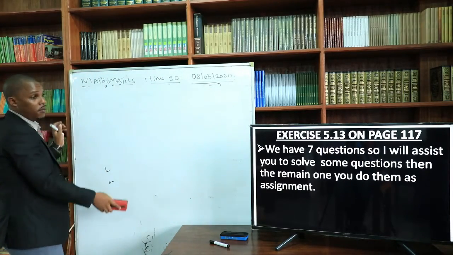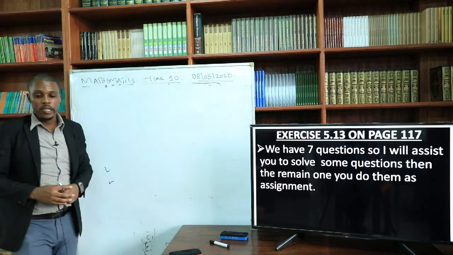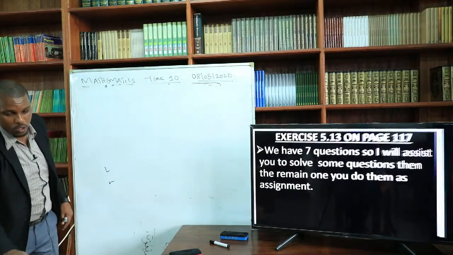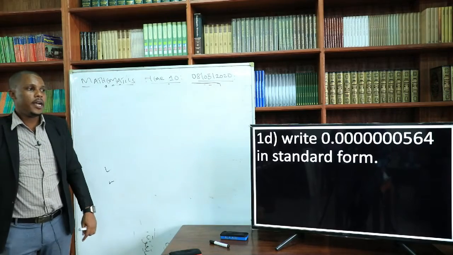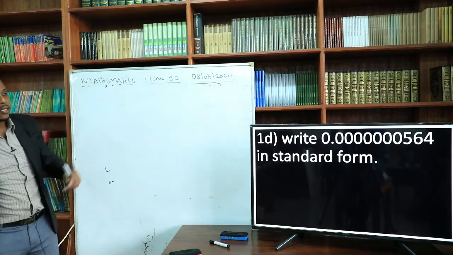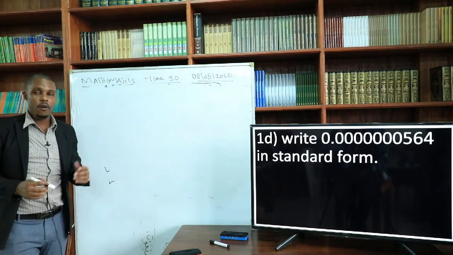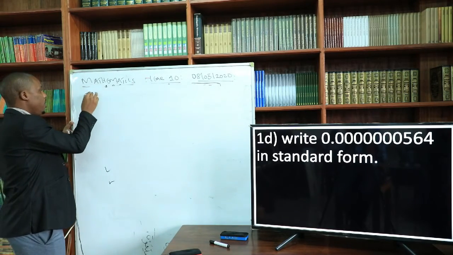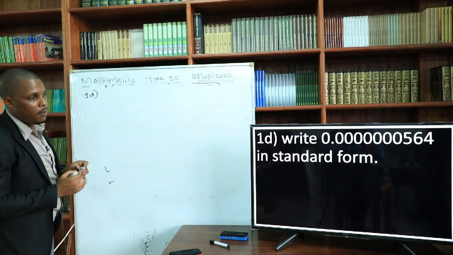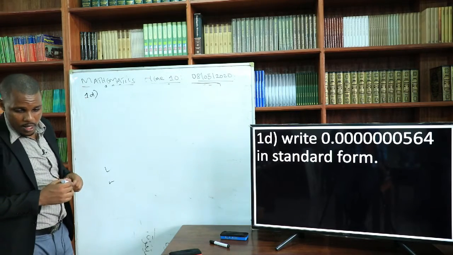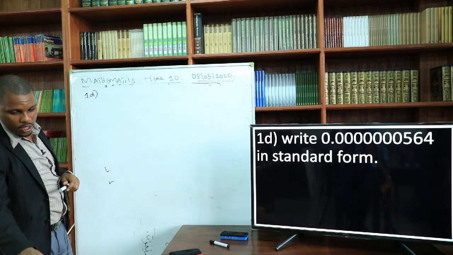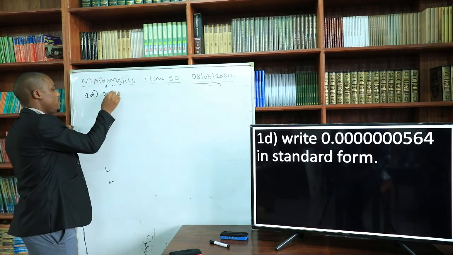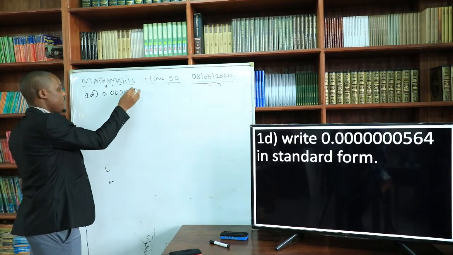In your course book, you can see exercise 5.3. I'll be doing some of the questions, then the others you're going to do as an assignment. So number 1D, you're being told to write that number in standard form. That one is what you have already done. You count the number of steps, and you can see how many zeros we have: 1, 2, 3, 4, 5, 6, 7. That is 0.0000000.